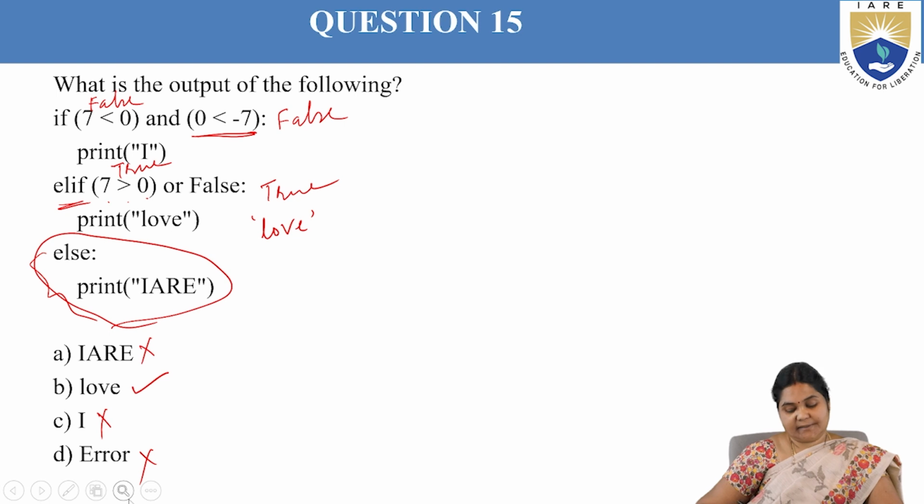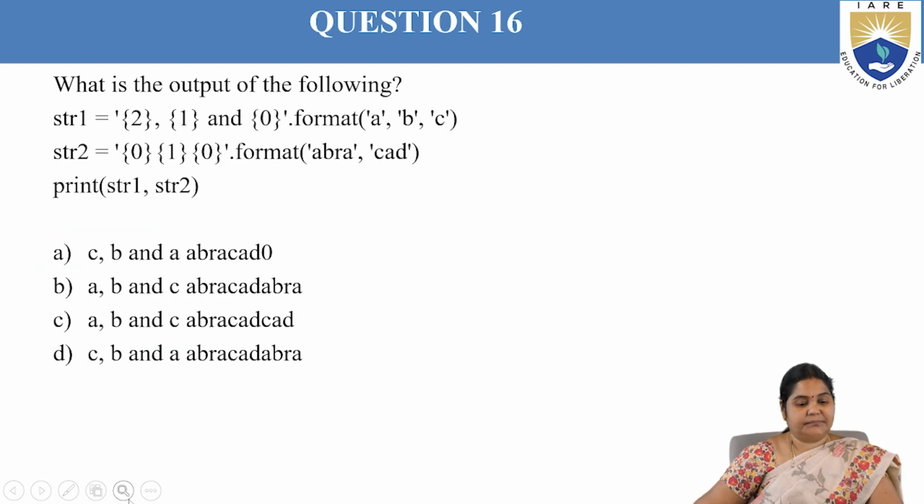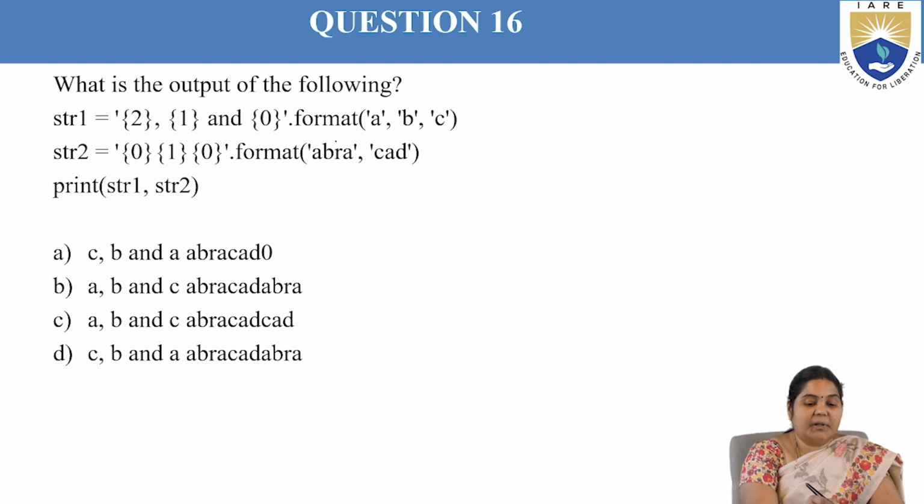I hope this answer is understood. Now let us move on to the next question. Now the next question is regarding a format function, and the positional arguments are given. Positional arguments are always from left to right, 0, 1, 2, 3 and so on. Now what will the format function do? The format function will place these results based on their positional arguments.